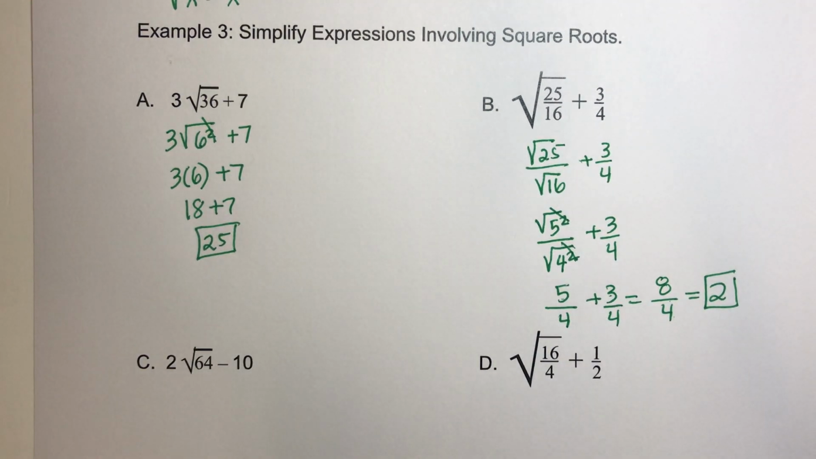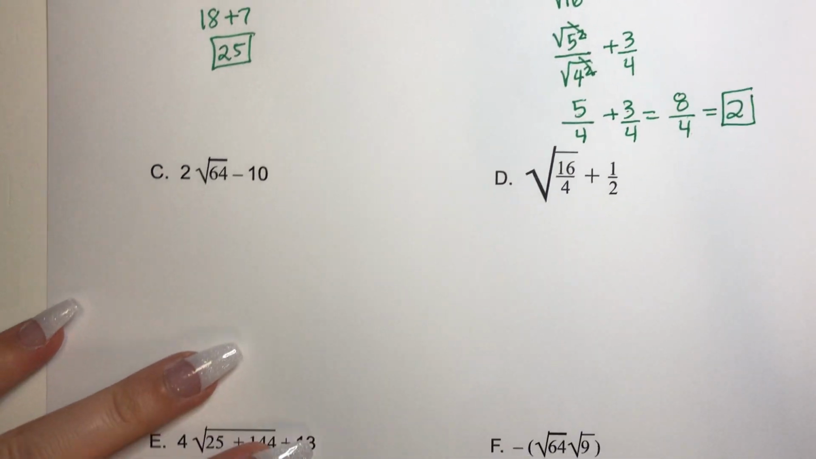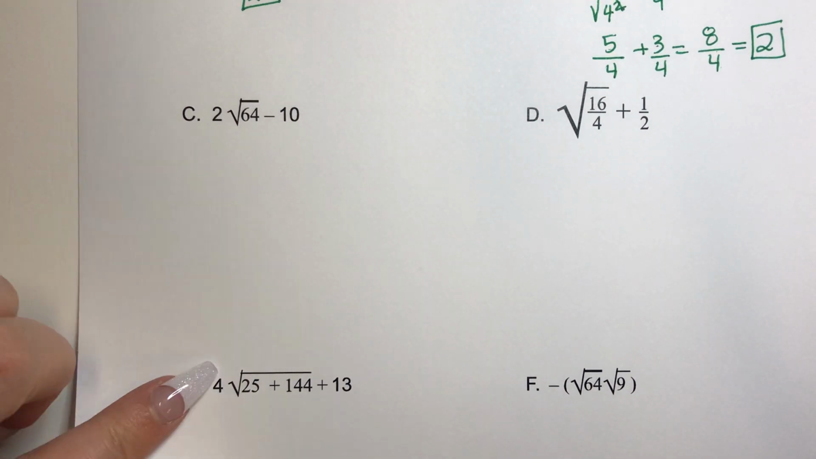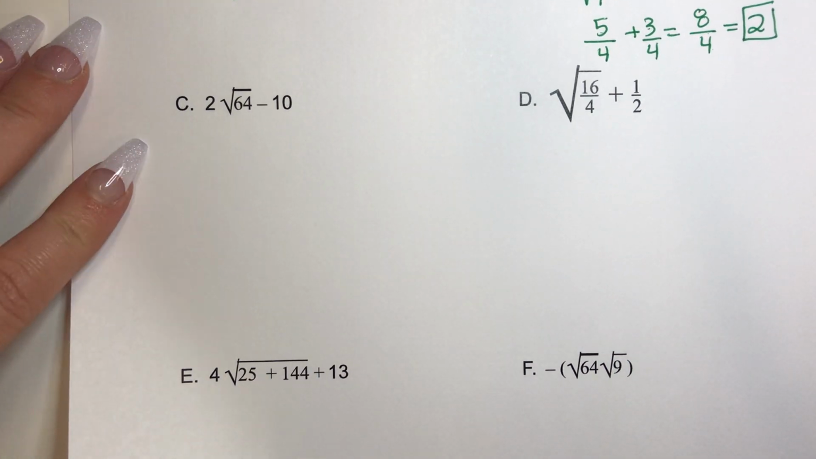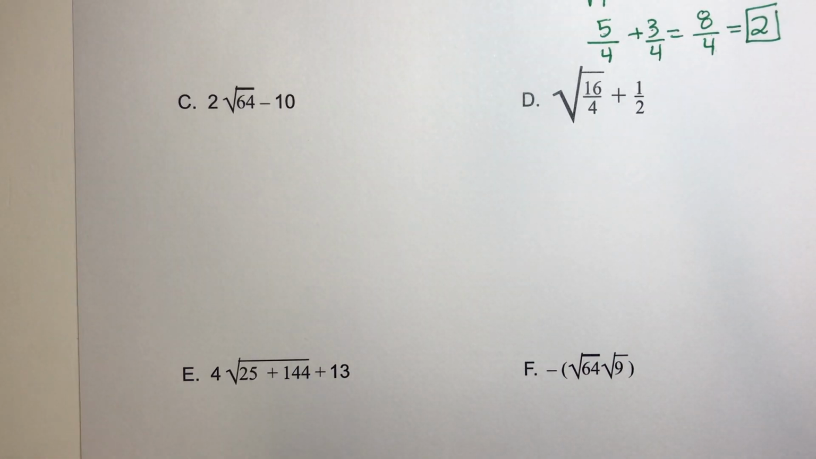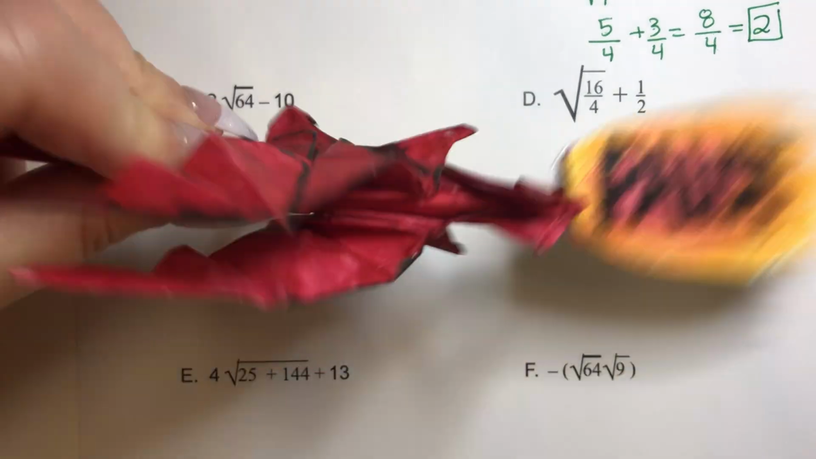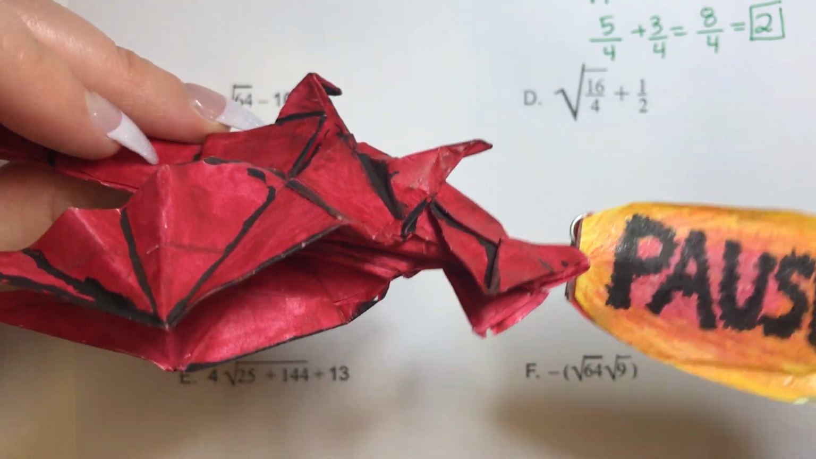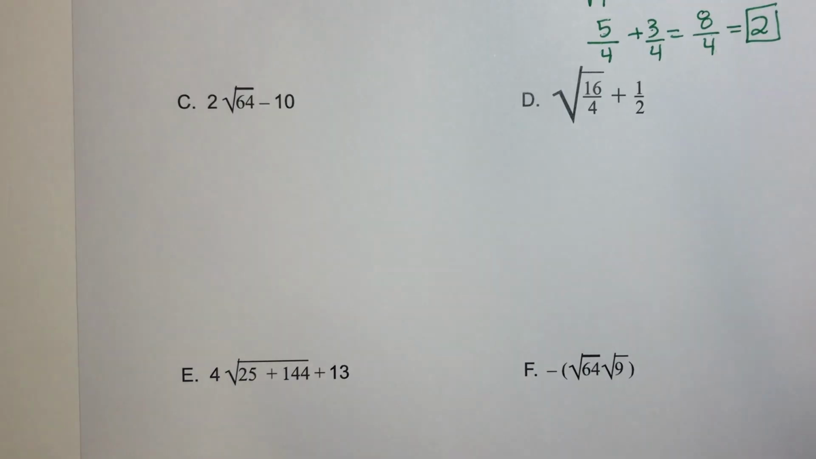Perfect. Okay, now it is your turn, ladies and gentlemen. I want you to try C and D on your own. When you come back, we'll do E and F together, but I want you to go ahead and try C and D. Where's my friend? Here's my friend, the pause dragon. Remind you to pause your device. Go ahead and work those problems out. When you get done, press play and we'll talk about them. All right, see you in a bit.